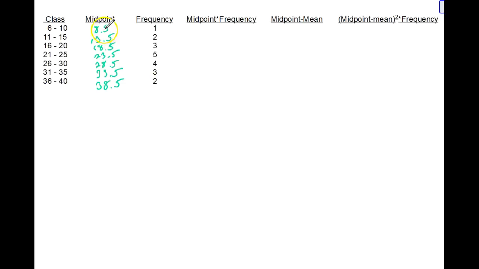Now, I'm going to take the midpoint, this column, and multiply it by the frequency. And so I'm going to take 8.5 times 1, and that will give me 8.5.